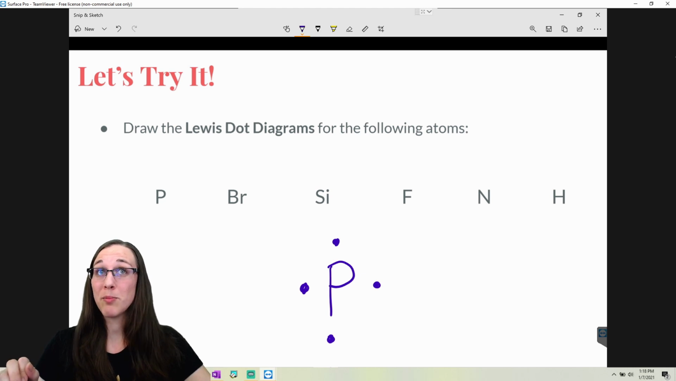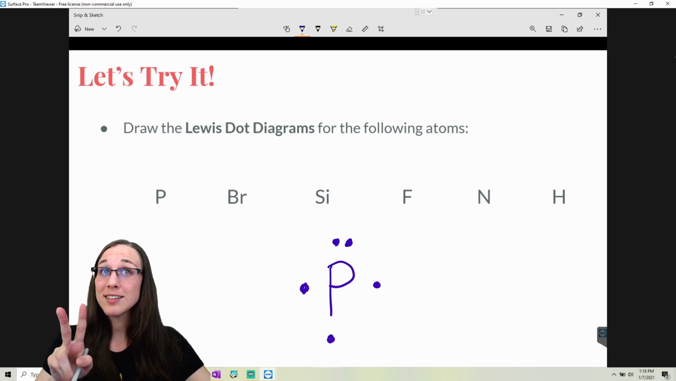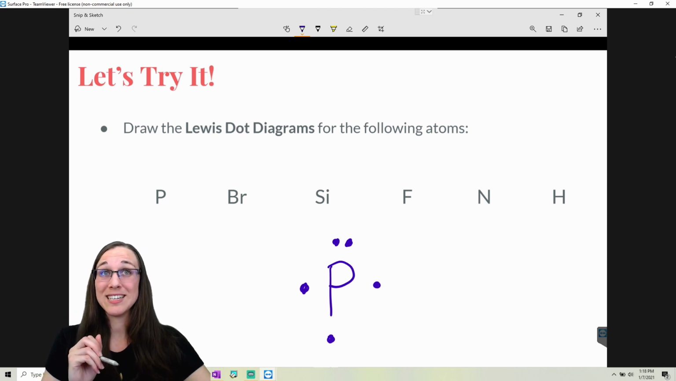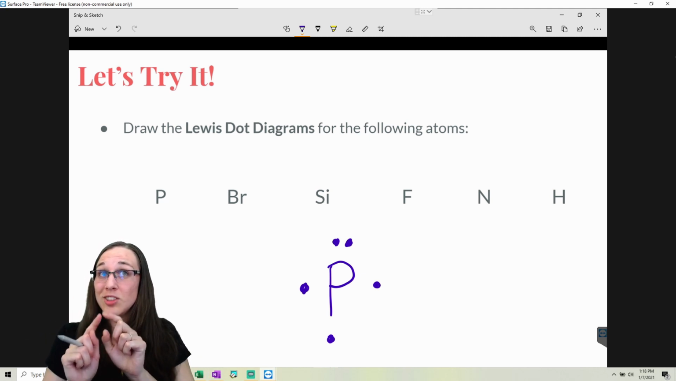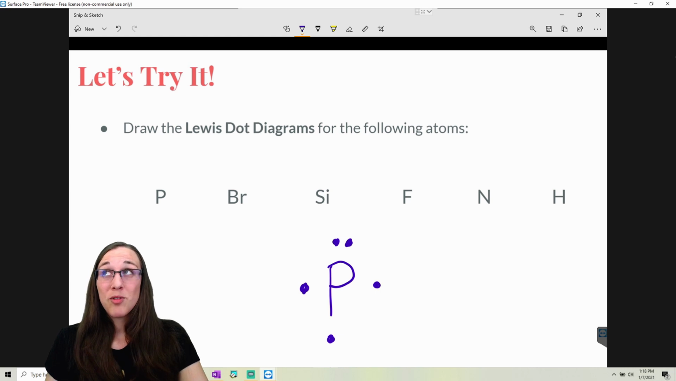I'm not pairing them up first. I go back and then pair them up. So 1, 2, 3, 4, 5. Now I've paired up 2 electrons, and there can only be 2 dots next to each other because of how we fill in our orbital filling diagram, where there's only 2 electrons with opposite spins next to each other. You can't have more than 2 electrons right next to each other. So this would be our Lewis dot diagram for phosphorus.